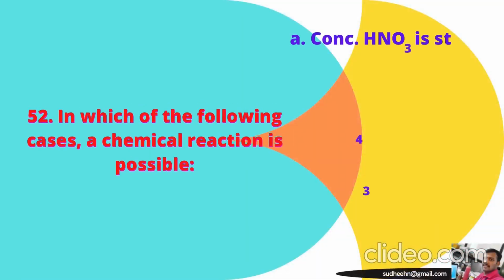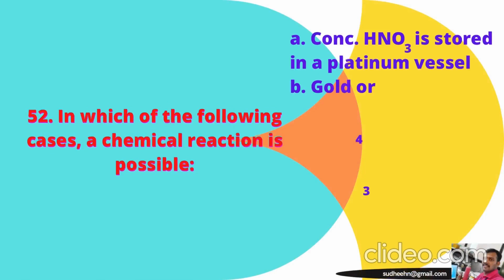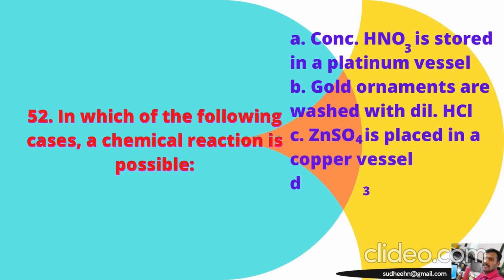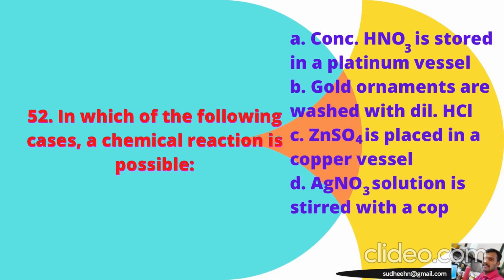Next question, 52. In which of the following cases is a chemical reaction possible? First case he has given: concentrated HNO3 is stored in a platinum vessel. Next, B: gold ornaments are washed with dilute hydrochloric acid. Third option: zinc sulfate is placed in a copper vessel. And option D: silver nitrate solution is stirred with a copper spoon.